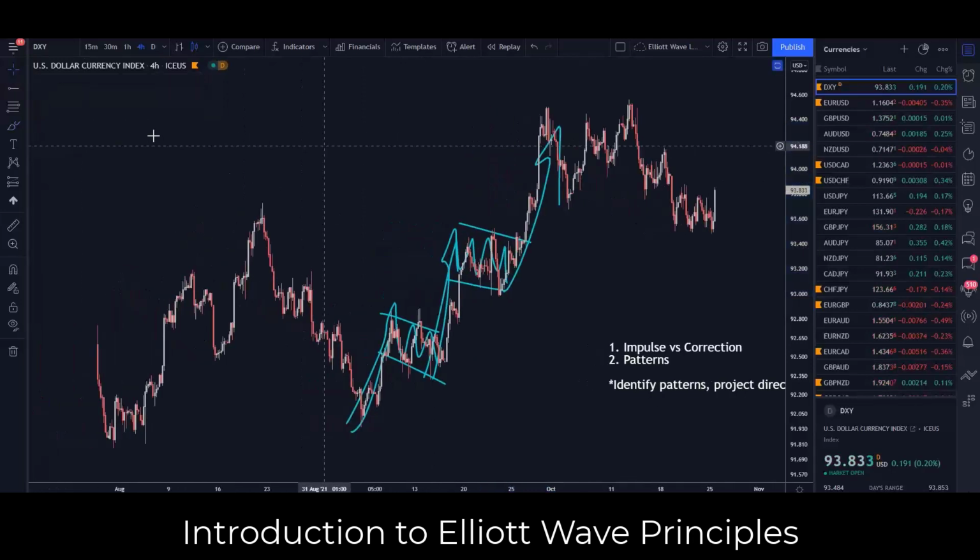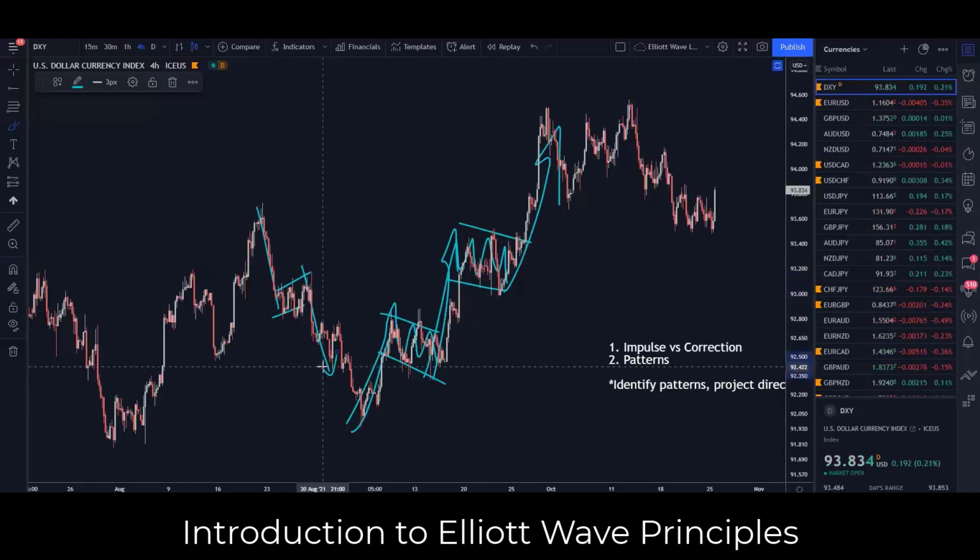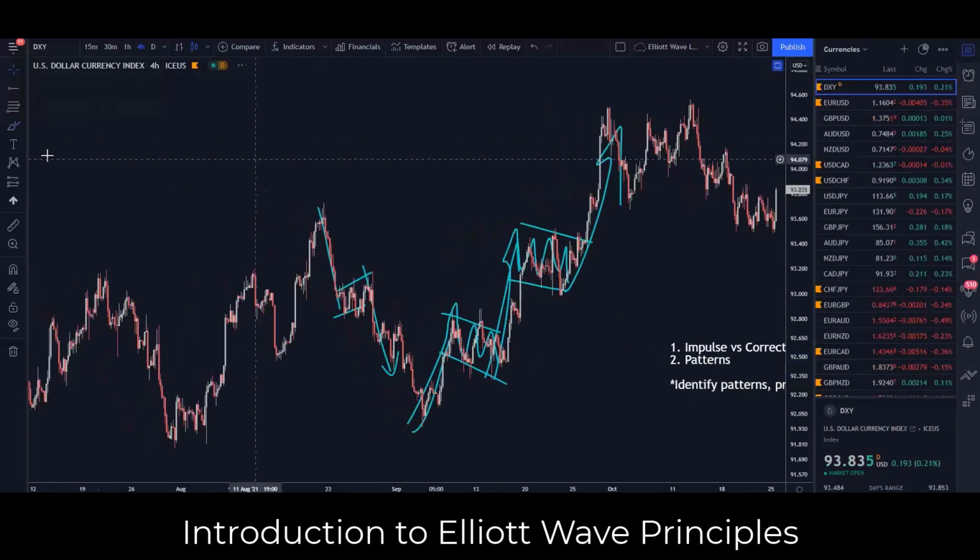It works in both directions. Okay. If you take a look at this, impulse, correction, project it to the downside. Yeah, but of course, not everything is going to be 100%, right? Just let me show you over here. This is an impulse. This is a correction. It did not work out in this case.